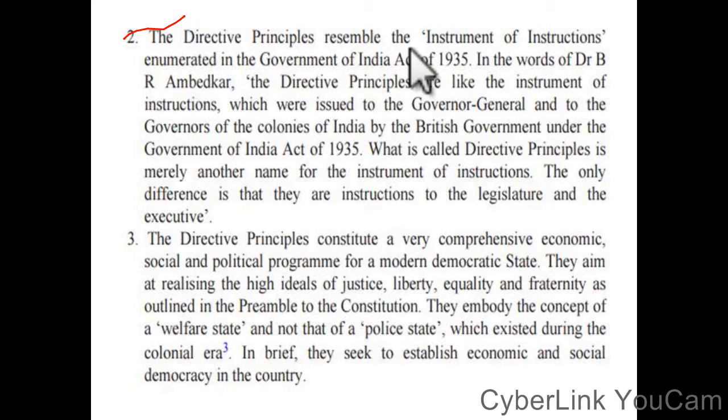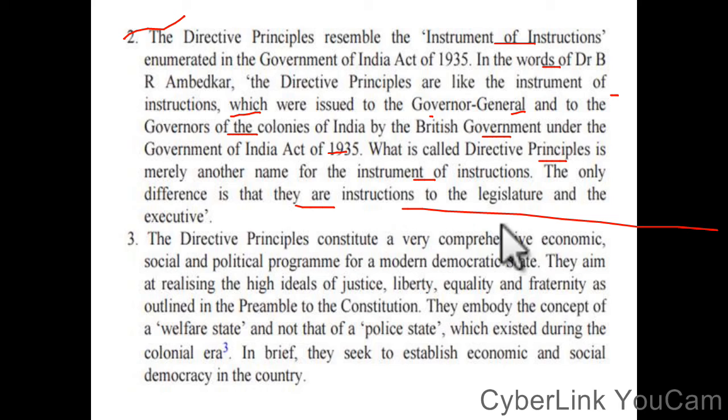The Directive Principles resemble the instrument of instructions enumerated in the Government of India Act 1935. In the words of Dr. B.R. Ambedkar, the Directive Principles are like the instrument of instruction issued to the Governor General and to the Governors of the colonies of India by the British government. Under the Government of India Act 1935, what is called Directive Principles is merely another name for the instrument of instruction. The only difference is that they are instructions to the legislature and the executive.